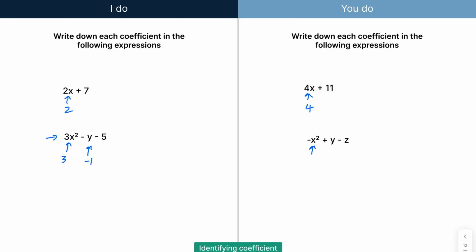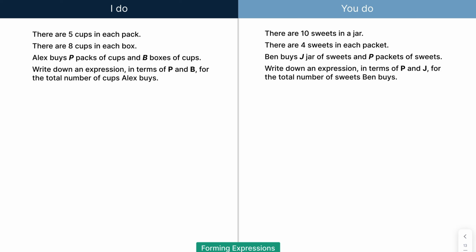Looking at this one, it's the number in front of the letter, so we have an invisible minus 1. Here we have an invisible 1 in front of the y, and here we have an invisible minus 1. So it's always the number in front of the letter. Because there's no letter associated with 11, there's no such thing as a coefficient there. So that's what a coefficient is, the number in front of the letter.